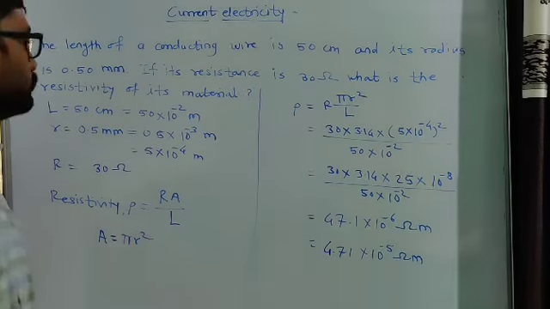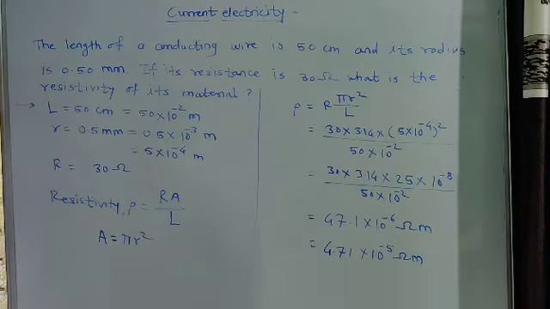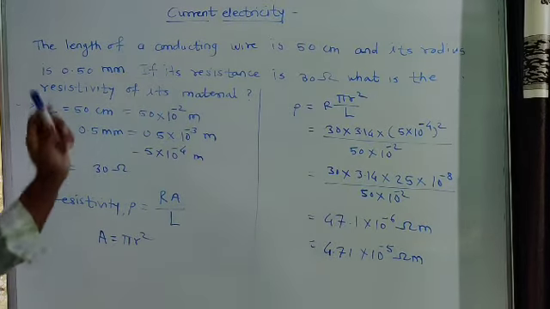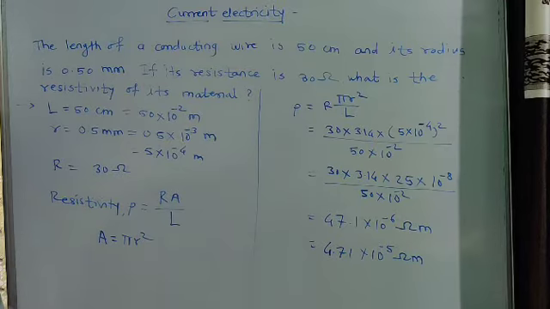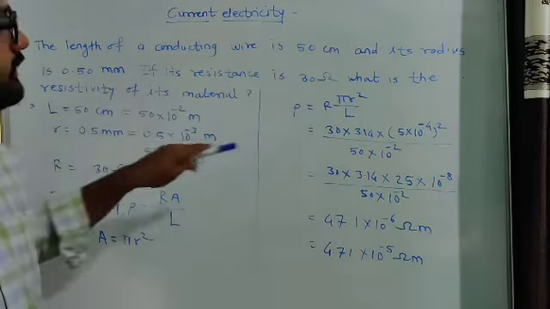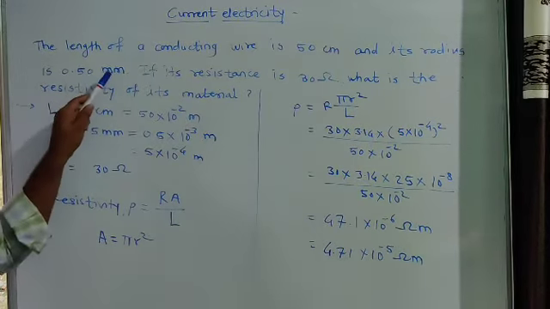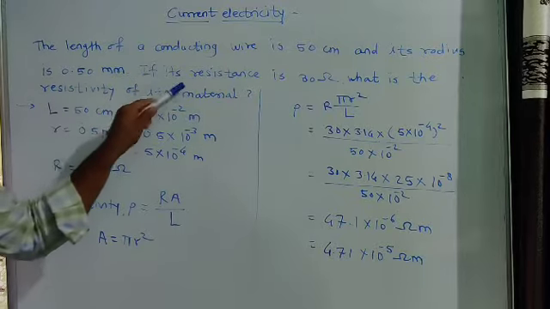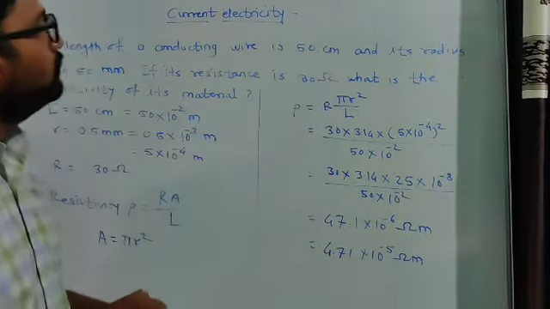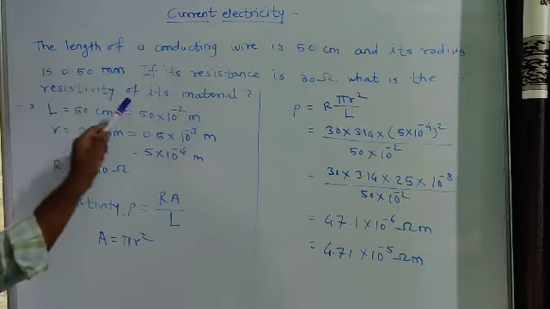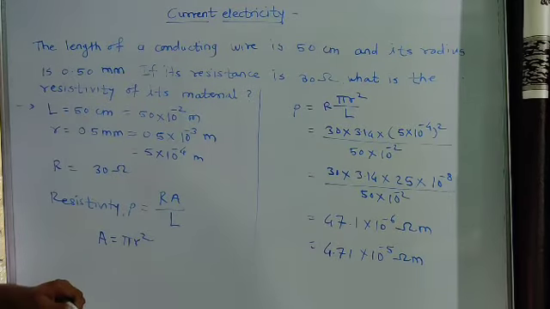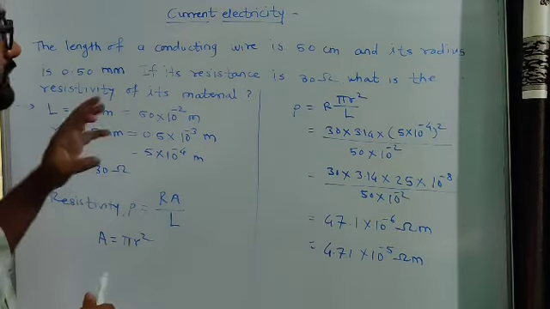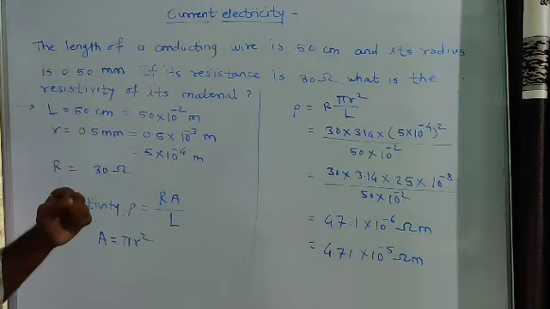Good morning students. Today we will see some problems related to the topic current electricity. Look at the first problem. The length of a conducting wire is 50 centimeter and its radius is 0.50 mm. If its resistance is 30 ohm, what is the resistivity of its material? So we have to find out the resistivity of the material.